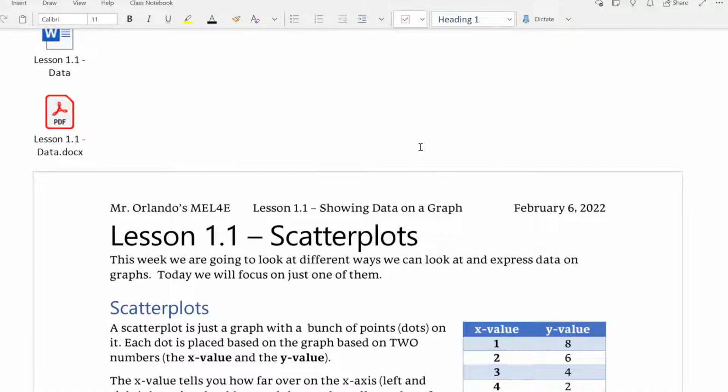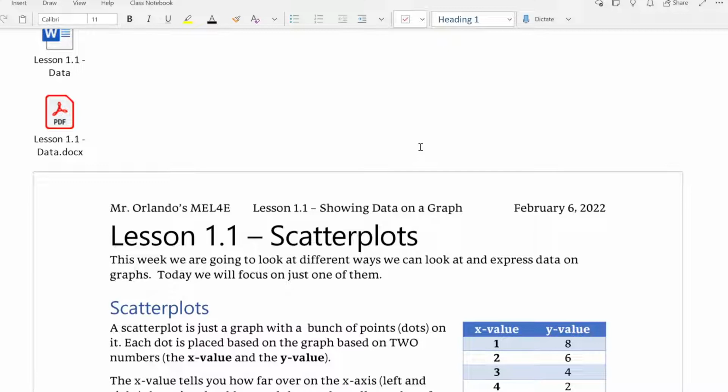Today, your lesson is on scatterplots, and you can be working independently, but if you want some help with it, you can take a look here. So, this is the lesson here. We can look at that. And we're talking about scatterplots.